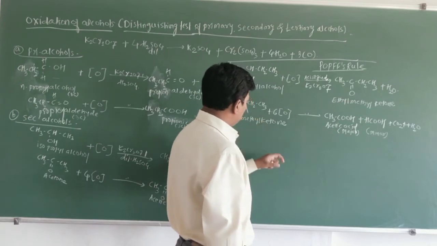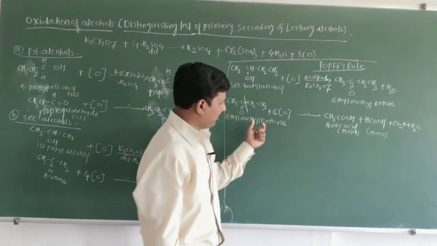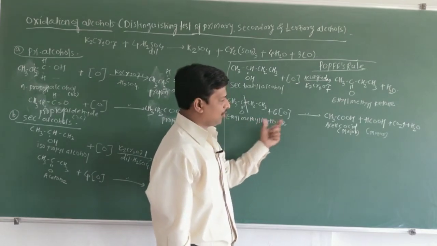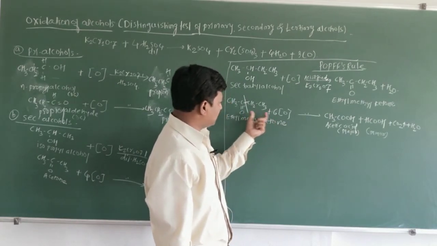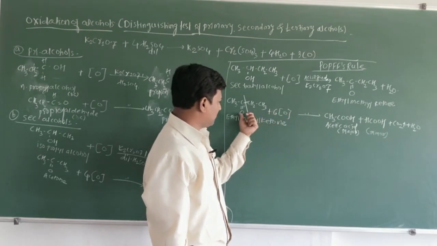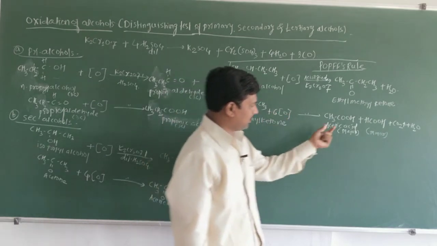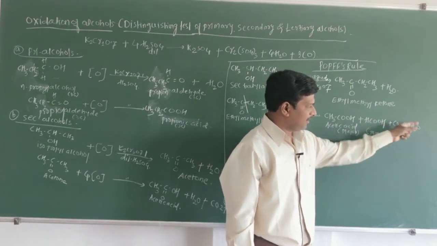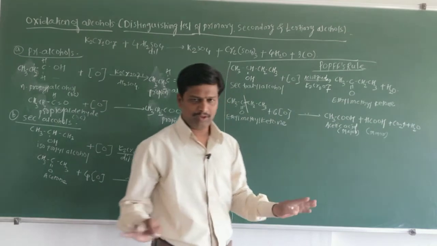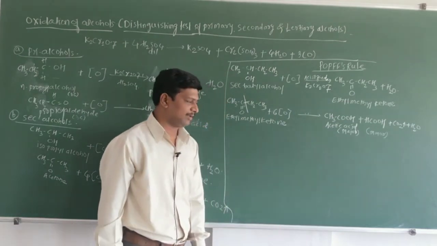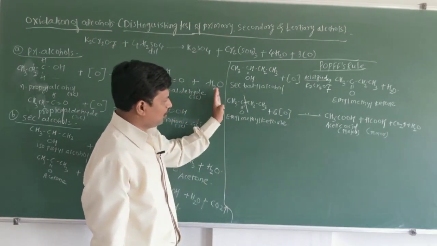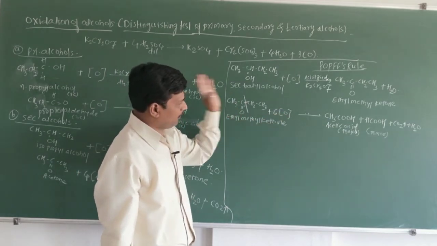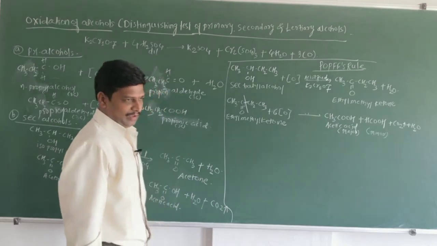Actually, we will only see whether the oxygen atoms are balanced or not. On the reactant side there are 6 oxygen atoms, and this one is the 7th oxygen atom. You just have to see that 6 and 7 oxygen atoms are there, therefore the reaction is balanced. No need to balance the carbon and hydrogen here. So this should be the secondary alcohols.